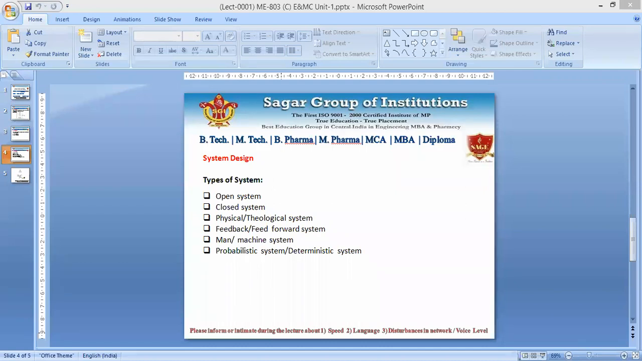Then comes the man-machine system. The man-machine system consists of man, machine, and the system environment. It is kind of artificial in nature and developed for a particular task to perform, to fulfill, to deliver. So this was the basic definition of man-machine system.